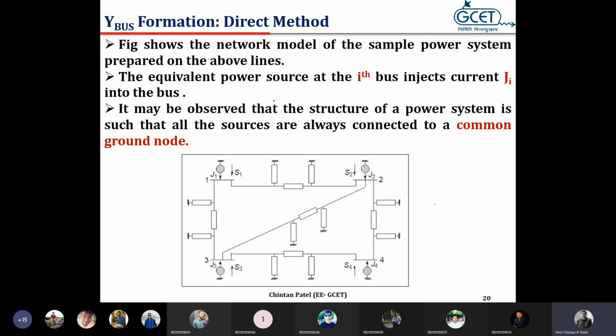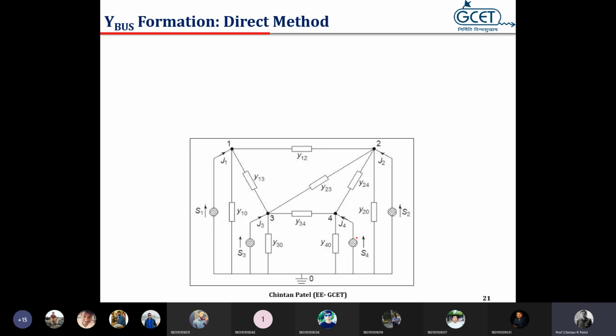So it may be observed that the structure of the system is such that all the sources are always connected to a common ground node. In this network, as all the 4 buses consist of generating units, all these 4 buses are connected with a common ground node, which is shown as 0.